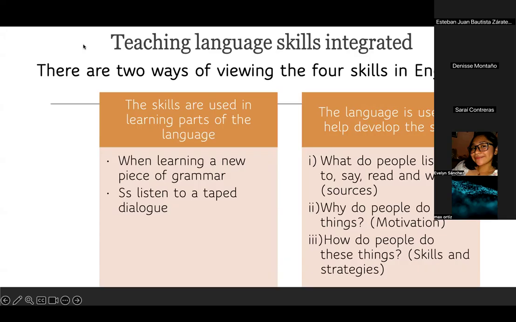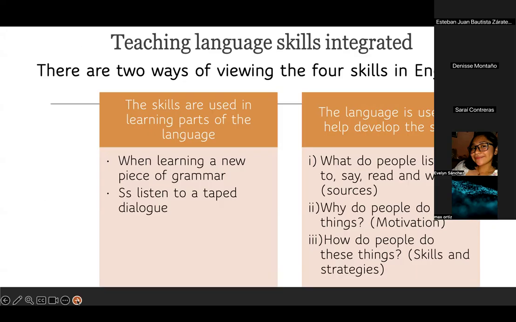So the second perspective of teaching integrated language skills is more focused on training students with strategies. Your lesson, apart from teaching, for instance, vocabulary and grammar, is going to be more focused not on language aspects, but on strategies, how students are going to employ strategies for enhancing those language skills.